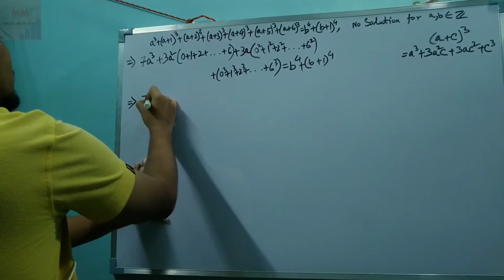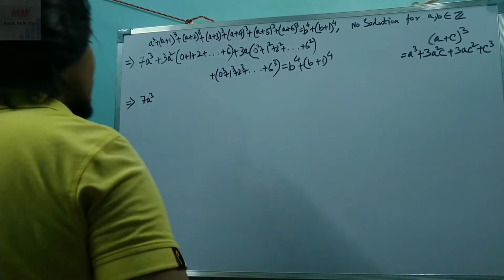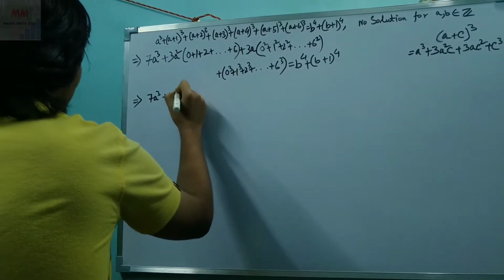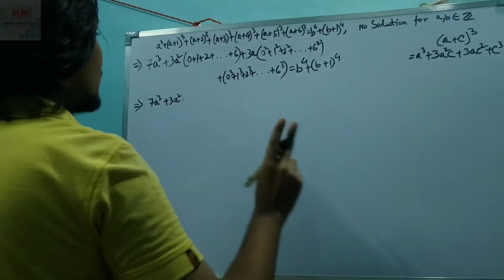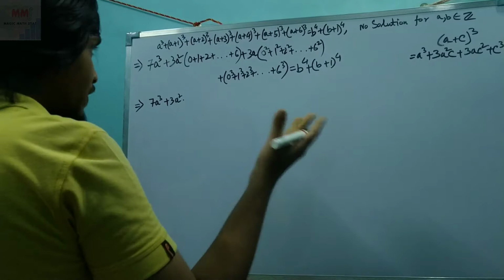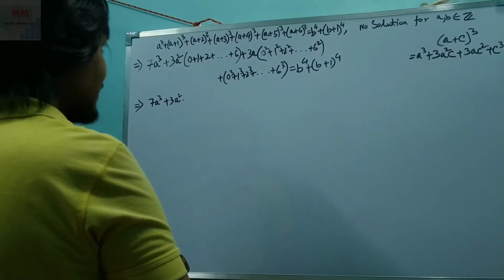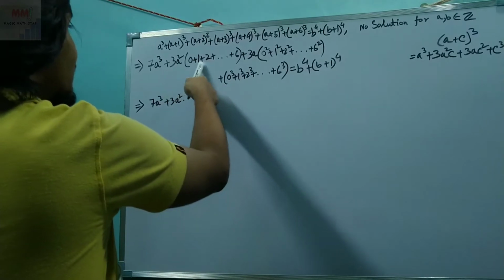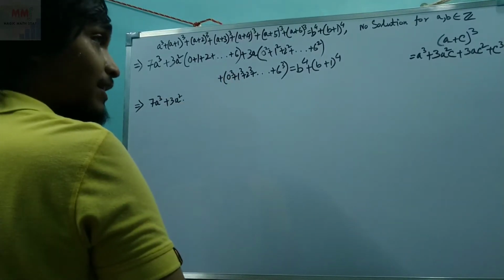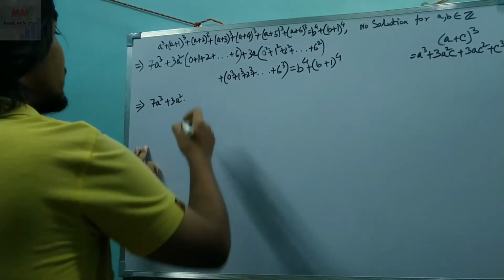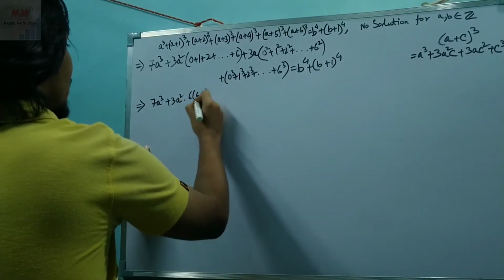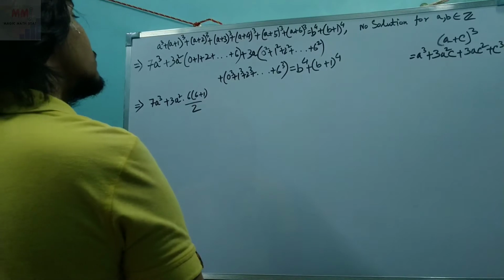7a cubed comes as it is. Now 3a squared, that's fine, but look at this. 0 obviously doesn't have a meaning in addition. The only thing we have is the sum of the first 6 natural numbers. And according to the formula, that is 6 times (6 plus 1) divided by 2.